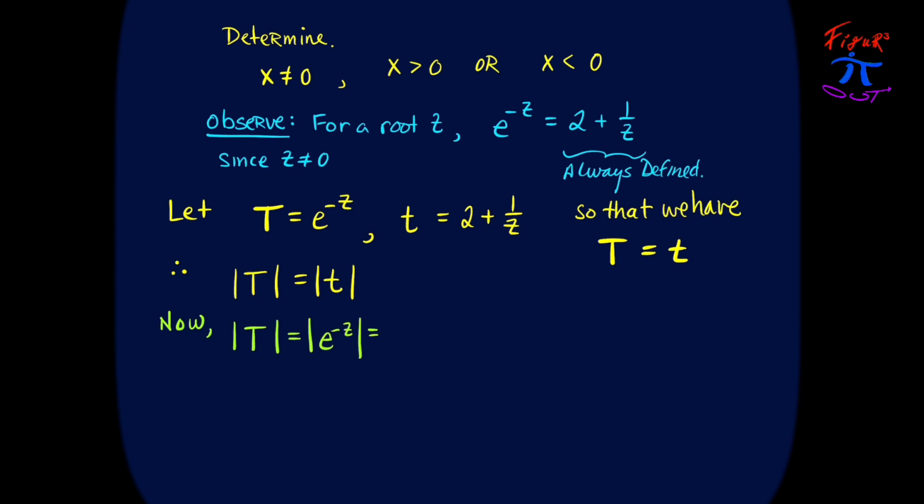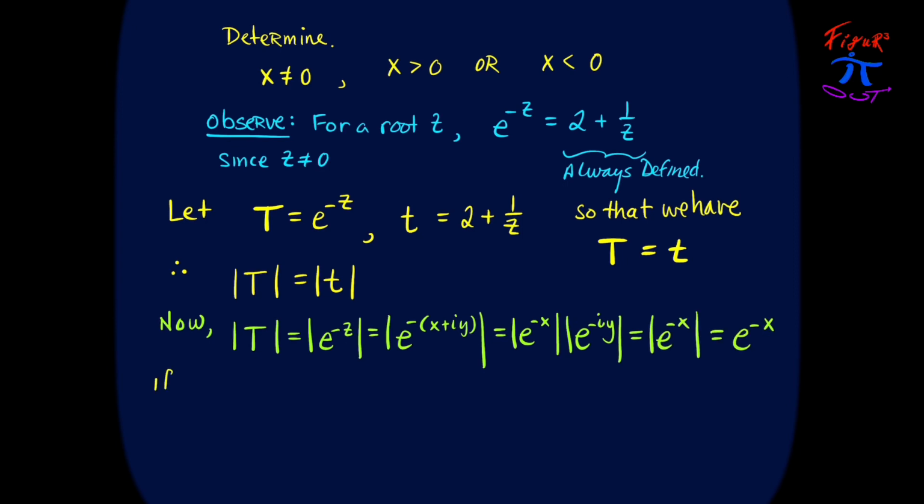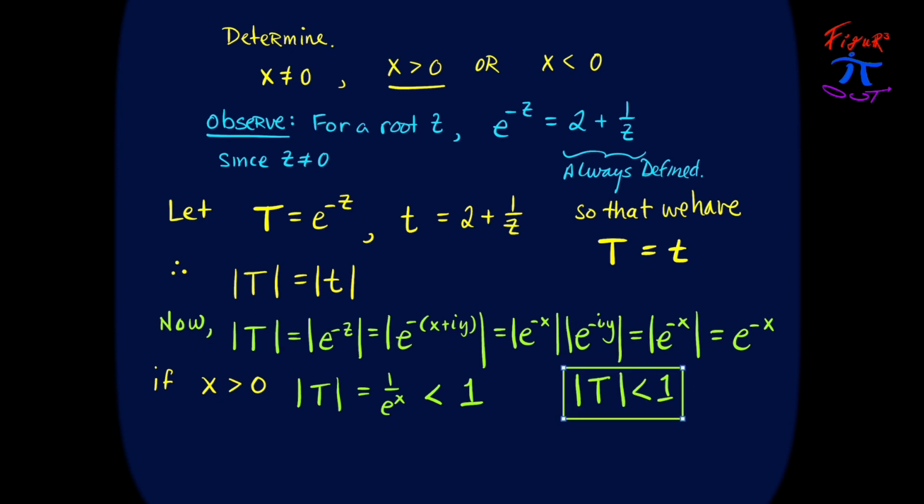Now, taking the capital T absolute value, which is equal to the absolute value of e to the negative z, and breaking down to its components and their absolute values, we see that the absolute value of T is equal to e to the negative x. Now, if x is a positive number in our complex number, then the absolute value of T is 1 over e to the x, which is less than 1, so the absolute value of T must be less than 1.